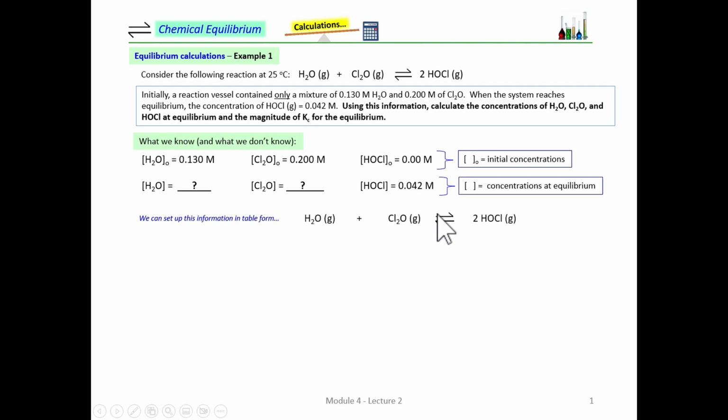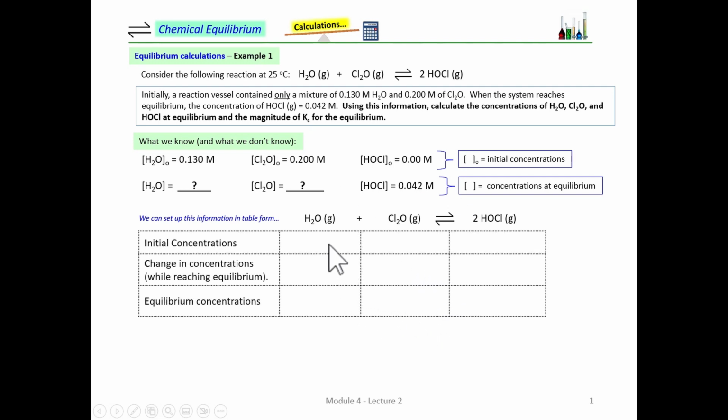We can set up this information in table form. To do that, I'll rewrite the equilibrium, and then we'll construct a table so that there's a column for water vapor, initially, how much it changes as the system reaches equilibrium, and then what its equilibrium concentration is. We'll do the same thing for dichlorine oxide and for HOCl. We have two reactants and a product, so we have three columns. Now, this table is typically called an ICE table because it has three rows. First row, the initial concentrations. The second row, any change in concentrations as the system moves to reach equilibrium, and then what the concentrations are at equilibrium. ICE table.